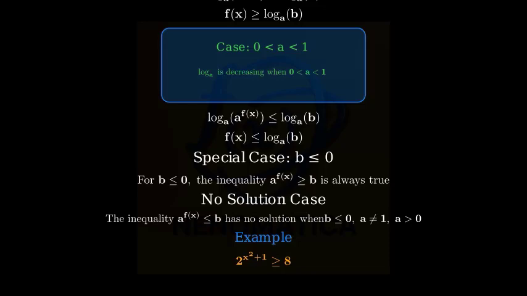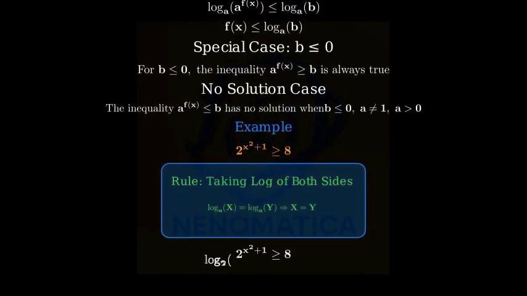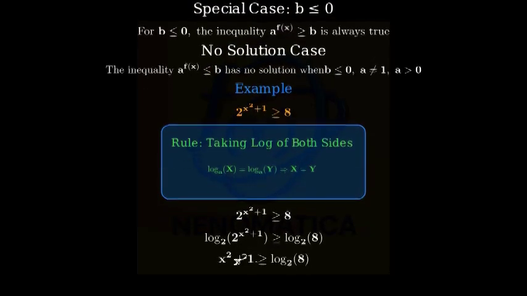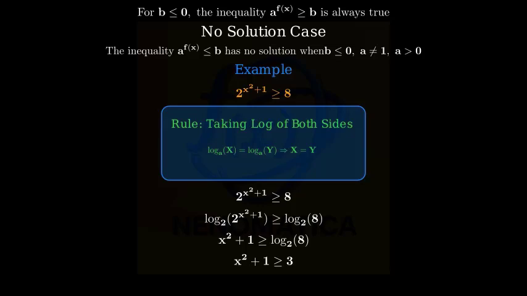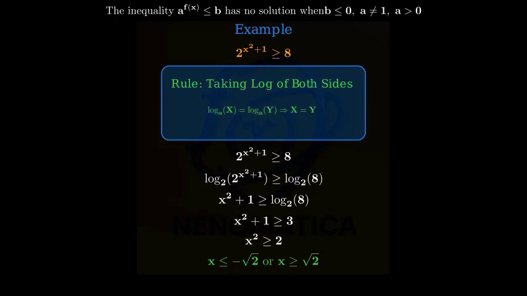Find the values of x that satisfy 2 to the power of x squared plus 1 is greater than or equal to 8. In this example, a equals 2, which is greater than 1. So we're in the first case we discussed. We can take the logarithm with base 2 of both sides. Simplifying the left side, we get x squared plus 1 is greater than or equal to log base 2 of 8. We know that log base 2 of 8 equals 3. So our inequality becomes x squared plus 1 is greater than or equal to 3. Subtracting 1 from both sides, we get x squared is greater than or equal to 2.